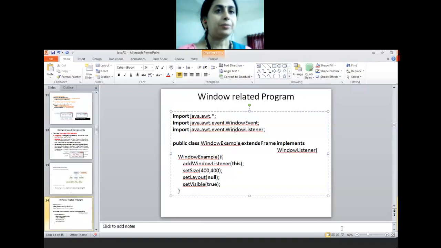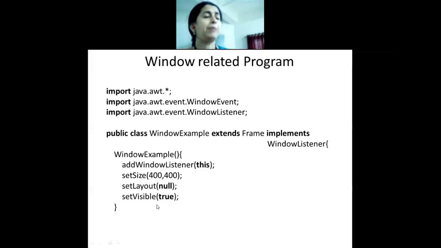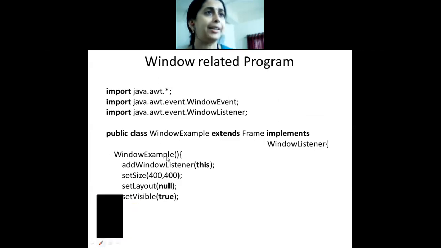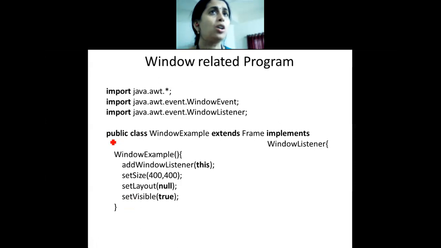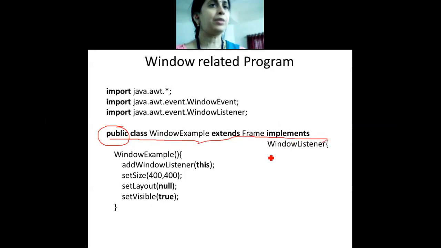Next, let me maximize the screen. After this, there is a class header. The class header talks about the name of the class. I have made it public for simplicity. Even if you skip this, it is allowed, not an issue. Then extends Frame implements WindowListener, about which I have already spoken.